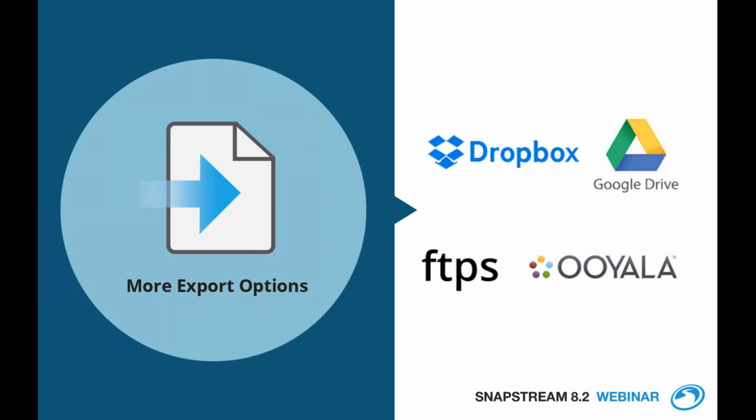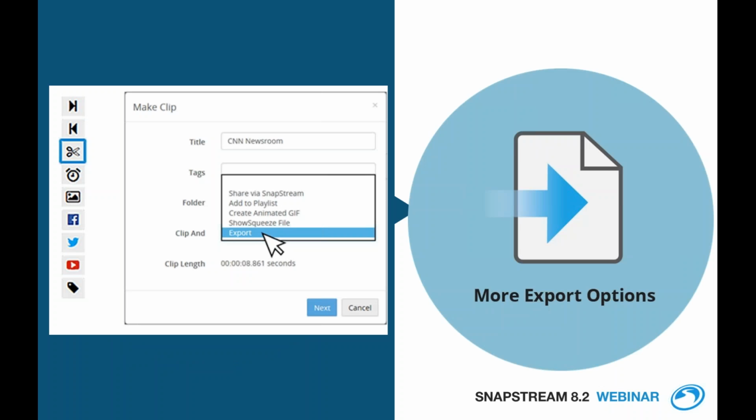And not only did we add additional options, we made it easier to export that content. We actually added a brand new function to our clip field, where you can export that content to wherever you need to export it while you're clipping it. So if you needed that file in your Dropbox, you could clip it and export it in one shot very, very quickly.